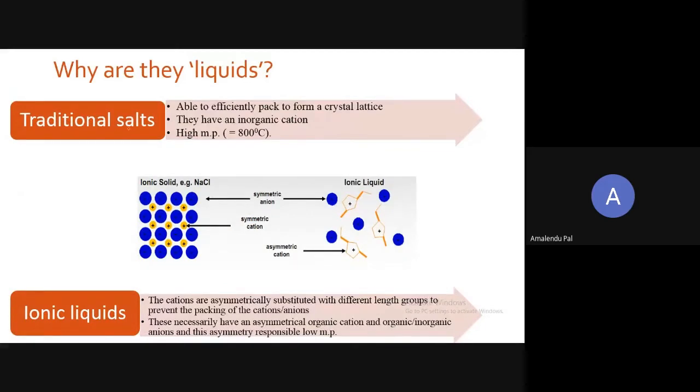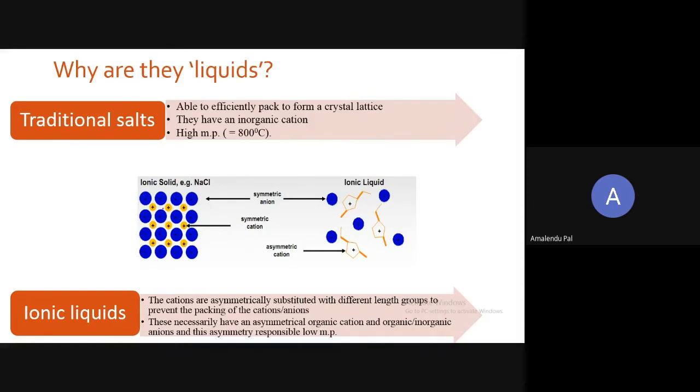This is a traditional salt. As an example, I am showing sodium chloride here. This is an ionic solid, a molten salt, but it is not an ionic liquid. It has a high melting point, also 800 degrees, whereas an ionic liquid generally has a lower melting point, below 100.